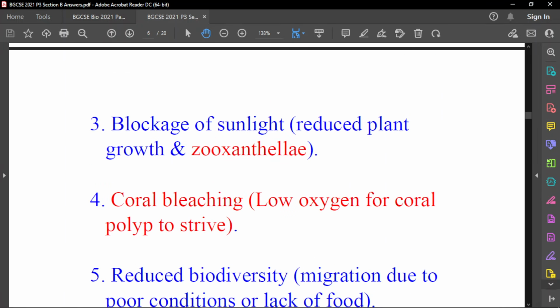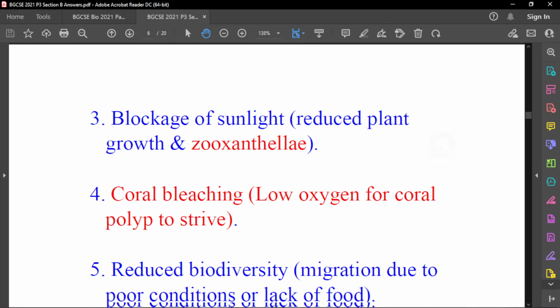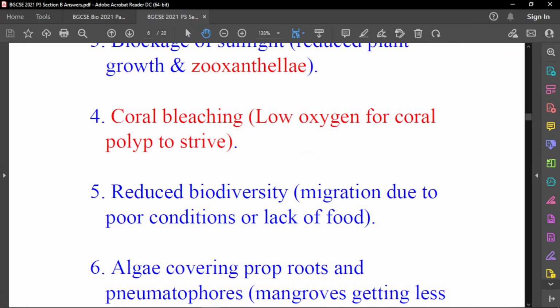And also what could happen here again is a blockage of sunlight. Blockage of sunlight could reduce plant growth and zooxanthellae, which is an algae that lives in the coral. They are very important to provide color for the coral, and also to use the waste within the coral polyps as well. So they're very important within the production, development and maintenance of coral.